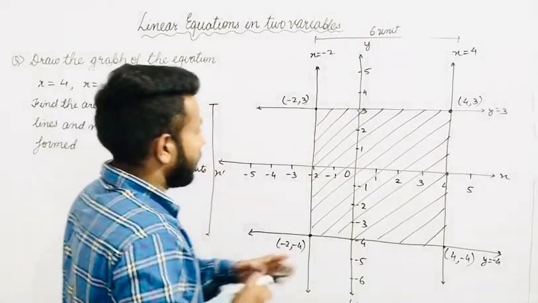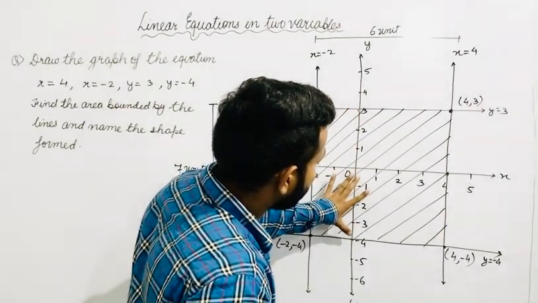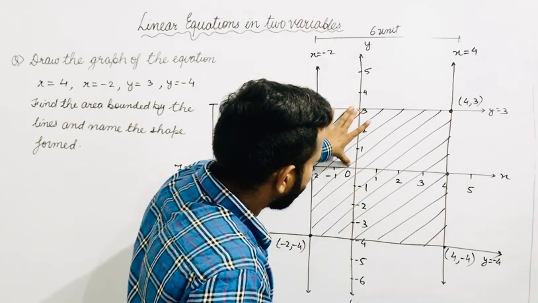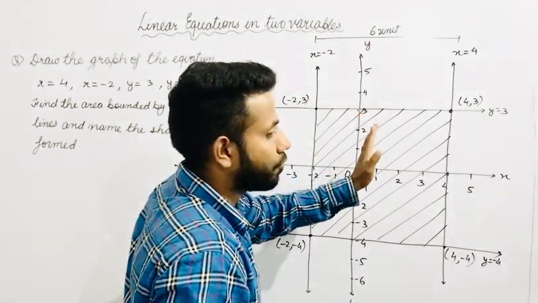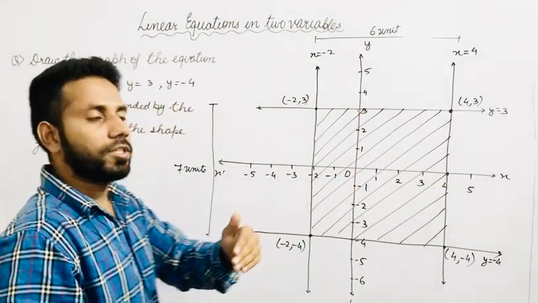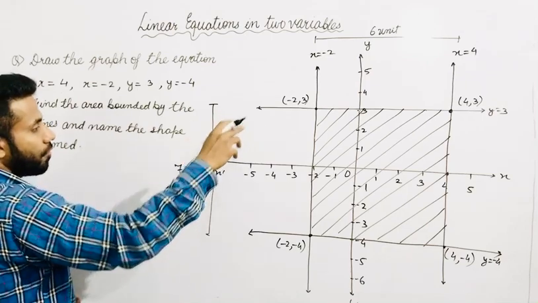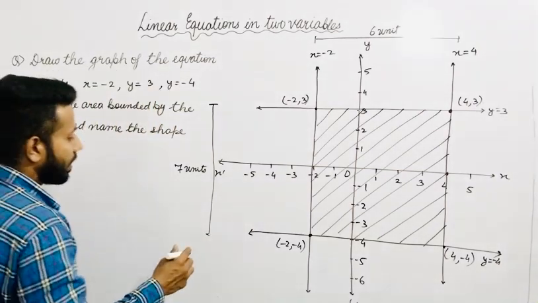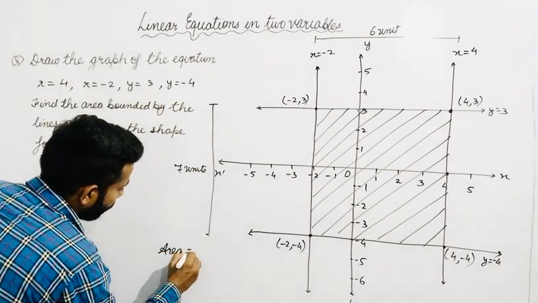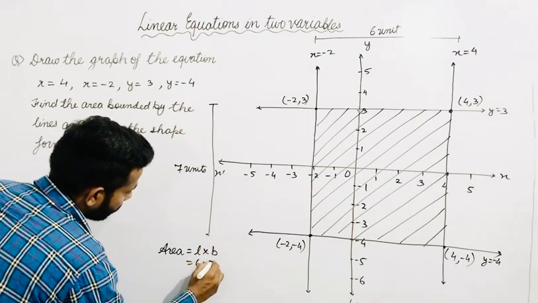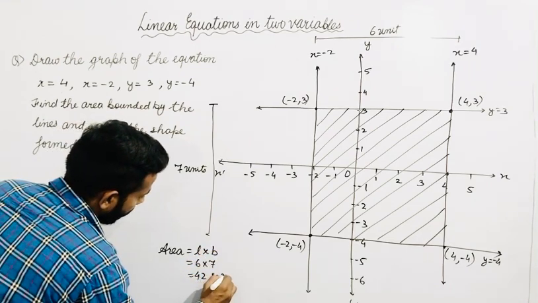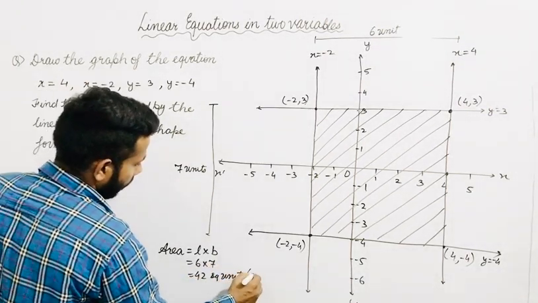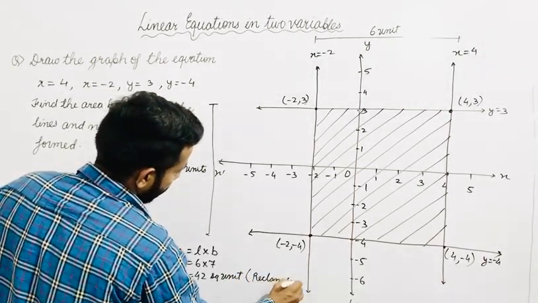Remember, my friends, this is 3 units and this is 4 units. This is displacement. So 3 units is positive, 4 units is negative. So it is 3 plus 4, not 3 plus minus 4. So it is 7 units. So what is the figure formed? The length is 6, the breadth is 7. So what is the area? Area equals L into B, that is 6 into 7, 42 square units, and the shape is a rectangle.